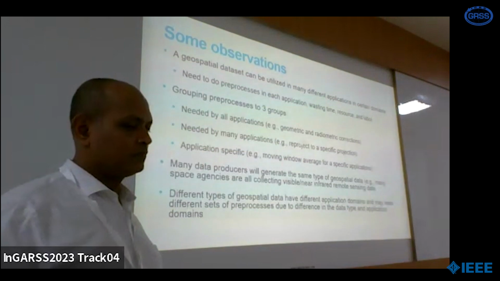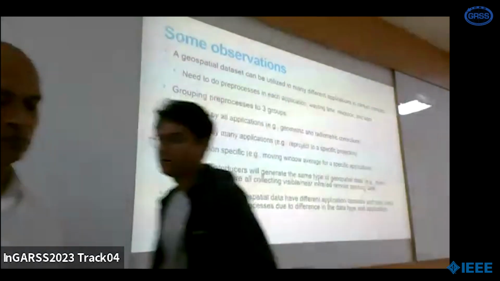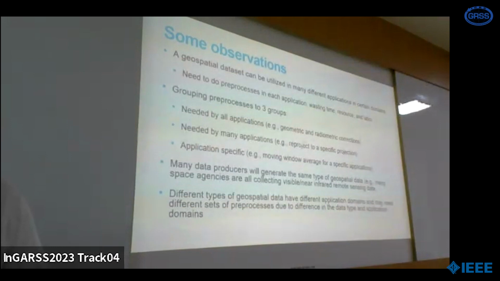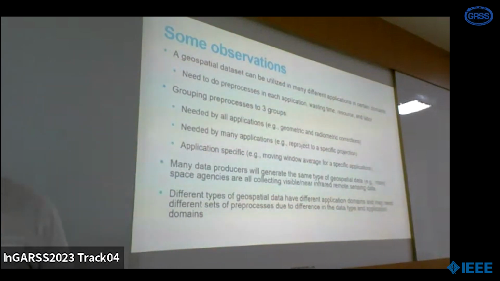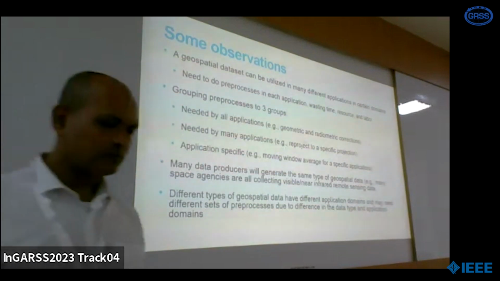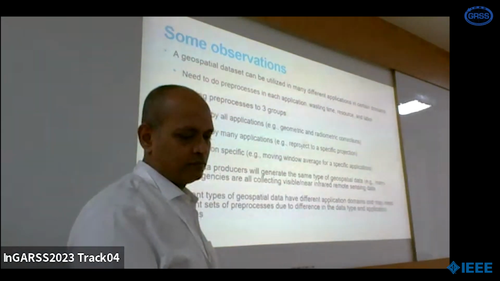So basically, for the same type of geospatial data, we can have a common set of pre-processes, a common set of pre-processes that are needed by many different applications, and also a set of application specific pre-processes. But different types of geospatial data may share some common pre-processes, while the majority of pre-processes will be different.